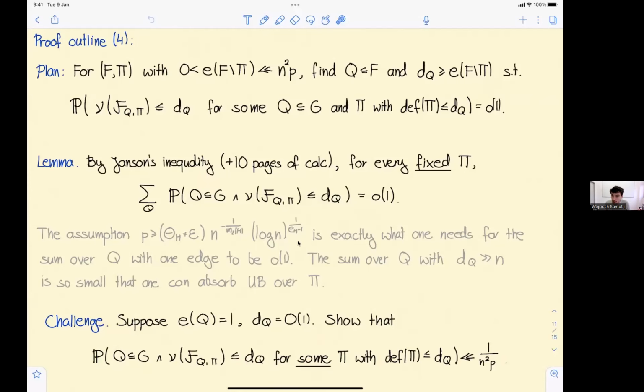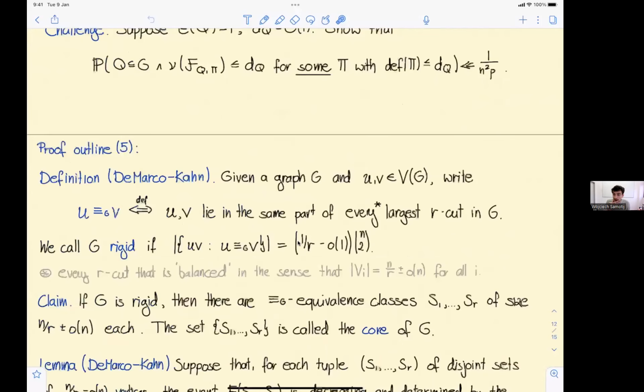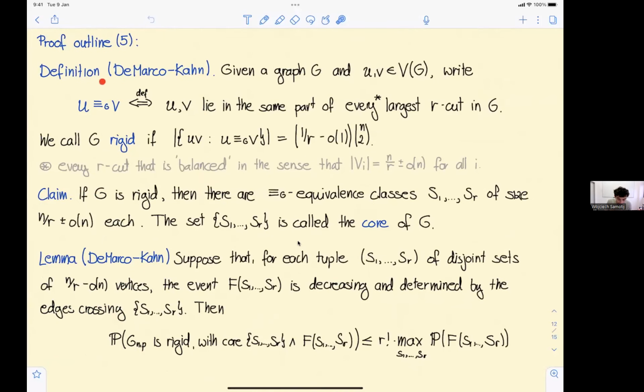And how to deal with this enormous union bound. Here we got inspiration from really wonderful ideas from the paper of DeMarco and Kahn. What DeMarco and Kahn realized is that even though there are possibly tons of optimal partitions for a random graph, these partitions tend to cluster together in the following precise sense.